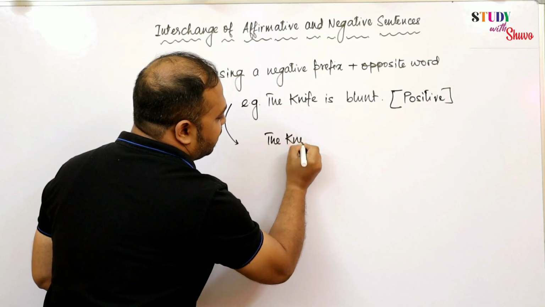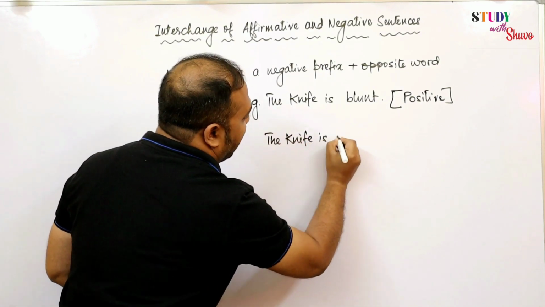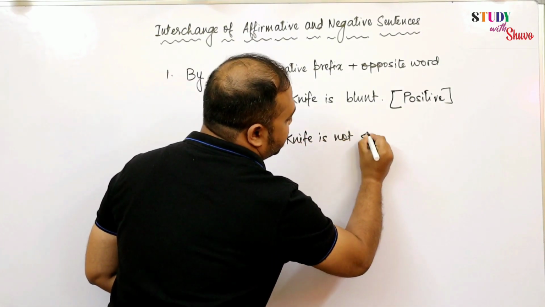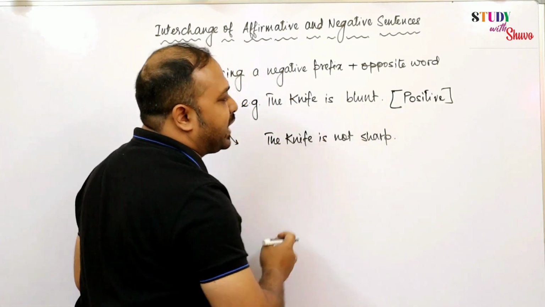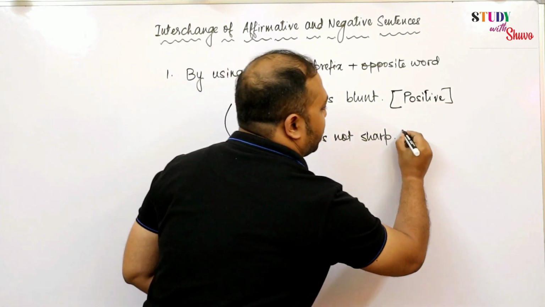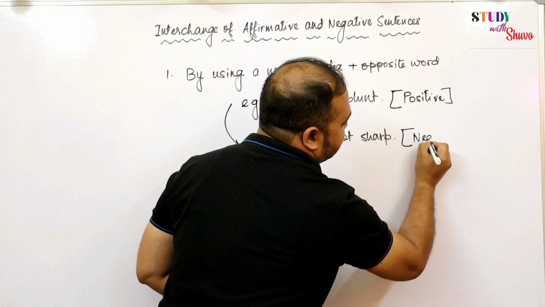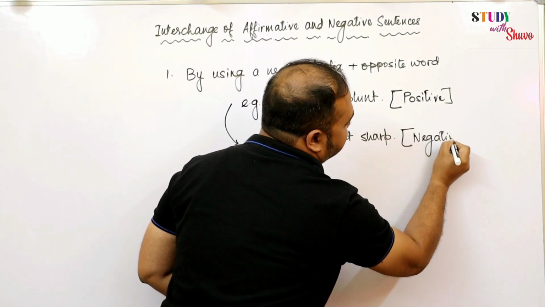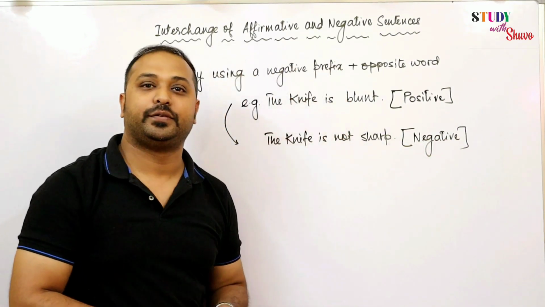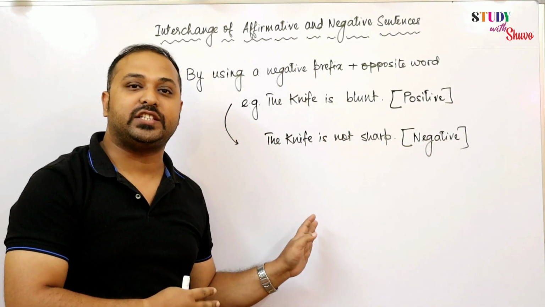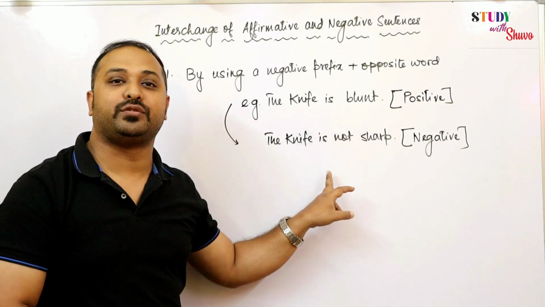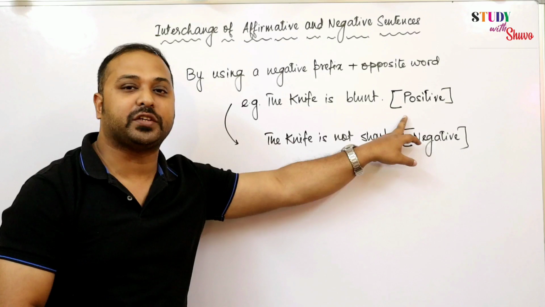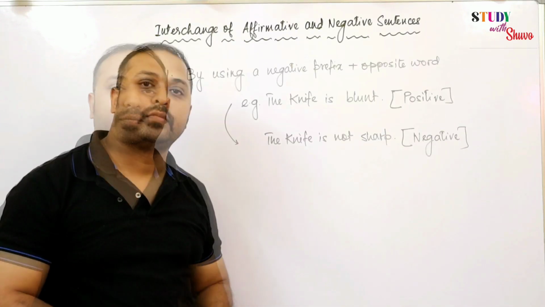We will write, the knife is not sharp. Sharp is the adjective which is just opposite to that of blunt. So here we have changed the sentence from positive to negative. So this is how we can change the sentence from one form to another, from affirmative or positive to negative.